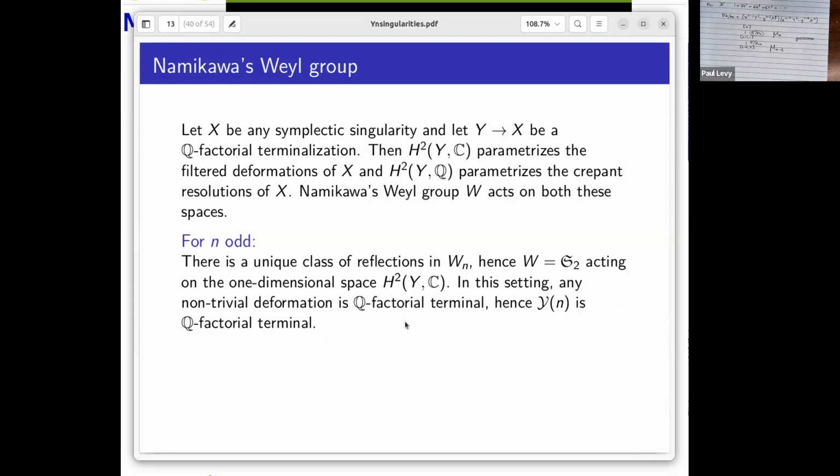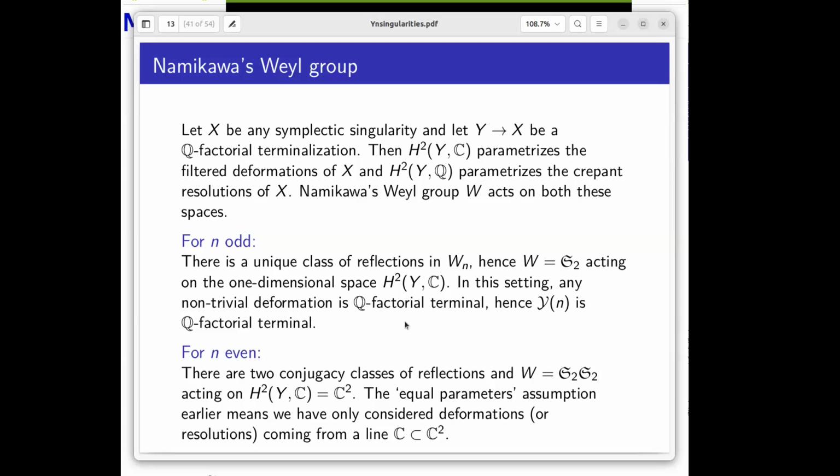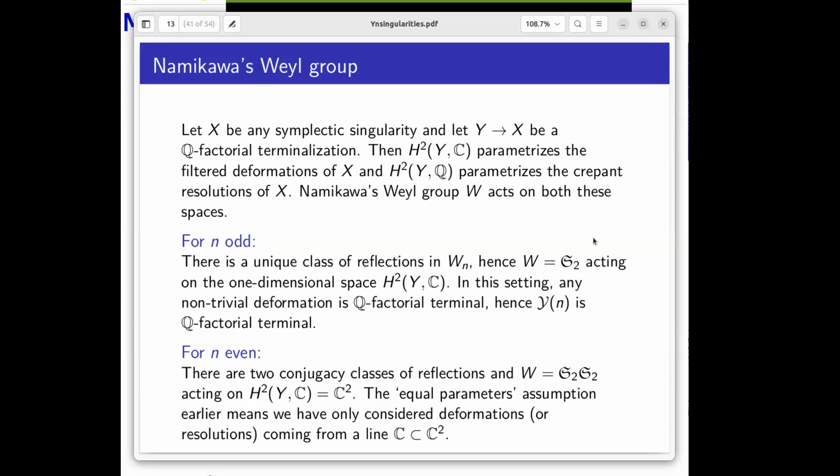Back to the previous point. Sorry, what was the question? The C_N cover of the regular orbit is a symplectic singularity.